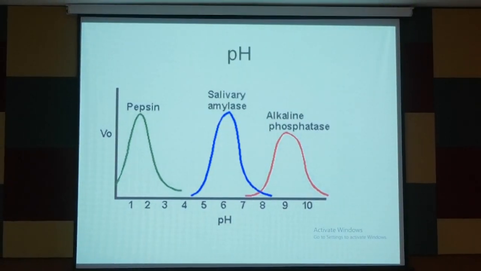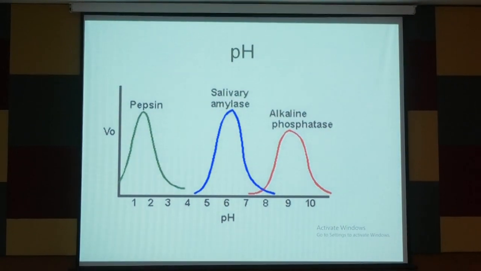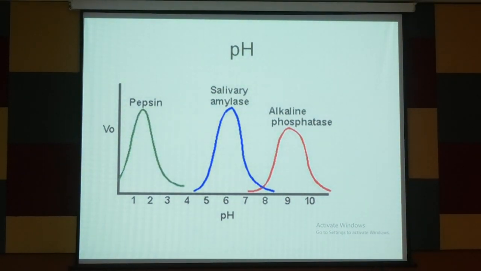What is the pH of the stomach juice? Between 1 and 2. So what should be the optimum pH for pepsin? Actually, it is 2.5. It is higher, optimum. It doesn't mean you have to reach there. Near about means it functions well. Fine.